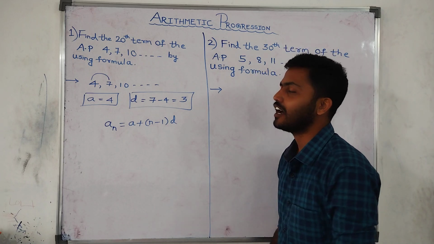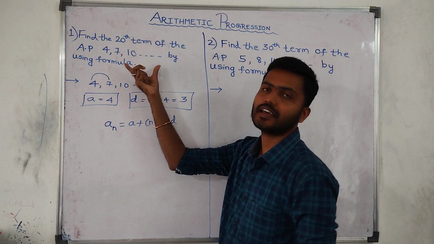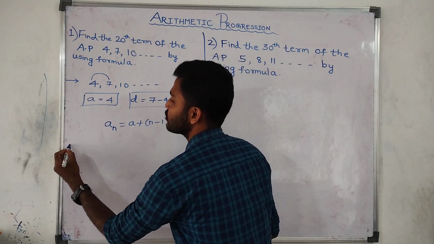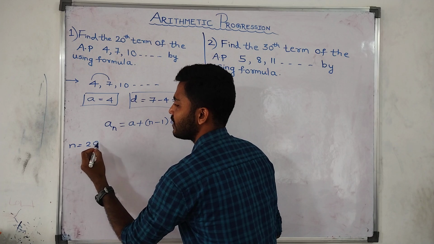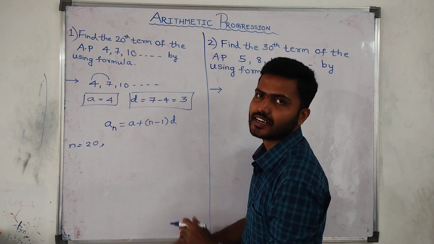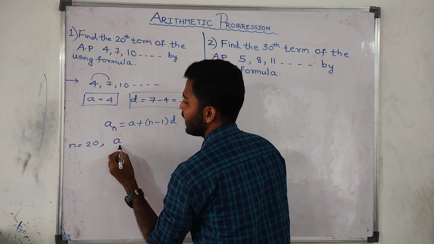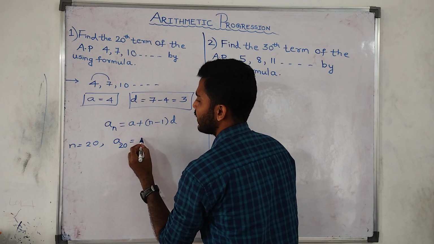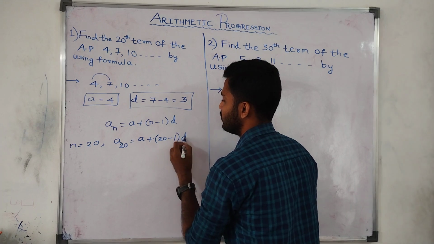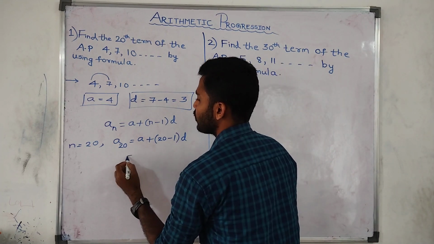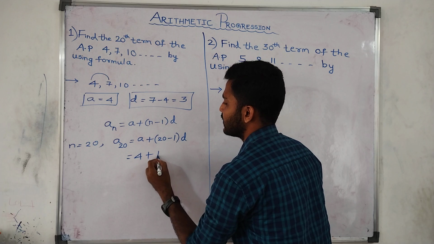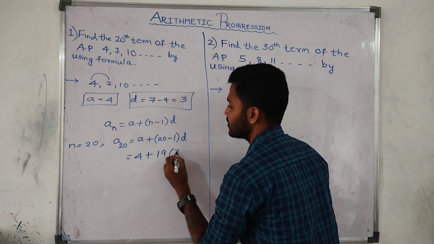So now let us write down the values. We need the 20th term of this arithmetic progression, which means n value is going to be, yes, absolutely correct, it is going to be 20. So now let us substitute it here. a_20 is equal to a plus (20 minus 1) into d. We know the value of a, which is 4, then 20 minus 1 is 19 and the value of d is 3.